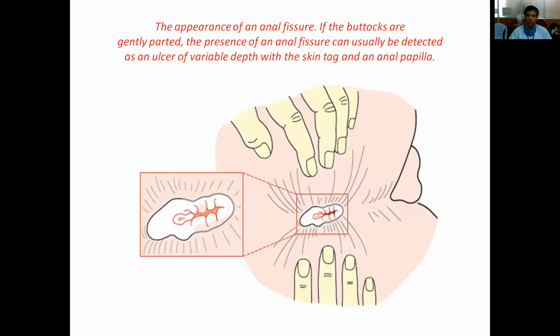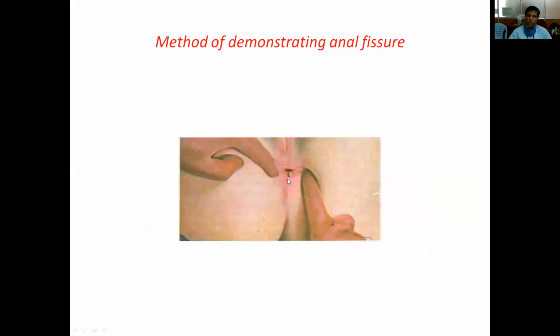This is the appearance of the fissure. In the left lateral position, Sims' position, when you gently separate the buttocks, you can see the fissure, or at least the lower end of the fissure. This is the fissurous part, the tear in the epithelium. This is the sentinel pile. You can see the tear in the anal canal. This is the lower end of the fissure.